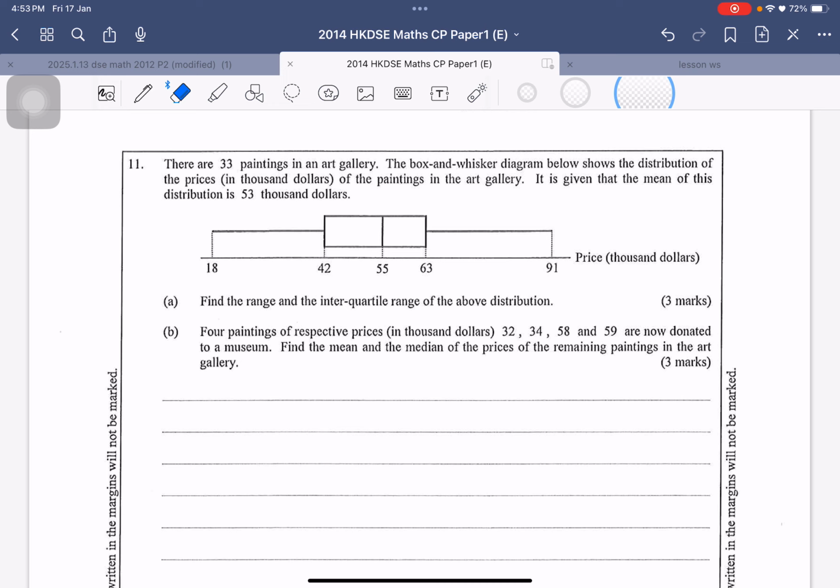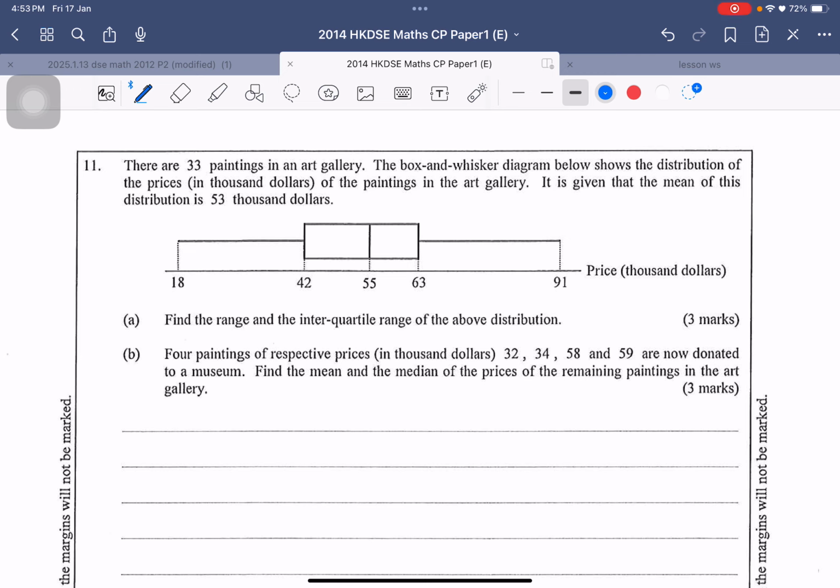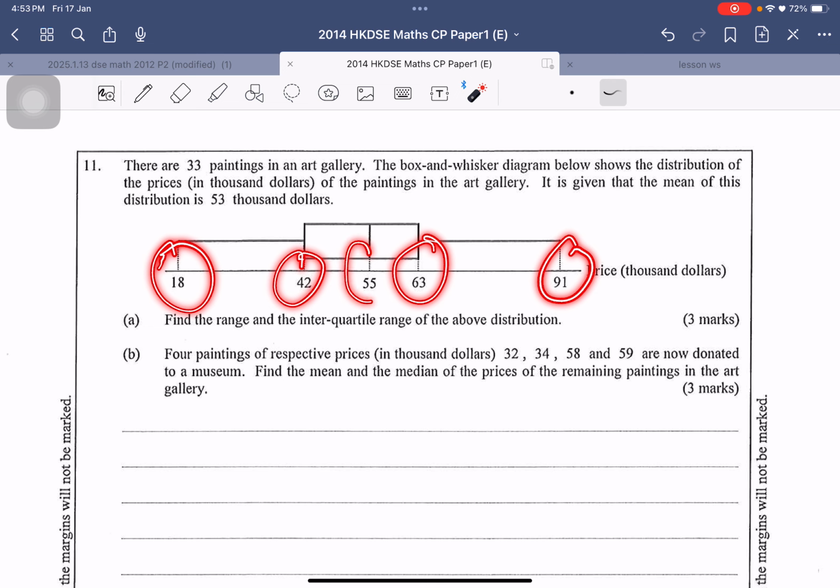Okay, so let's read this question. There are 33 paintings in an art gallery. So box and whisker diagram. Again, box and whisker diagram. Zhuangwu, when I am talking, can you put down your pen? So we have 33 paintings. So this is what diagram? Box and whisker. So what's this? This is the minimum value. This is the maximum. This is the lower quartile. This is the upper quartile. This is the median.